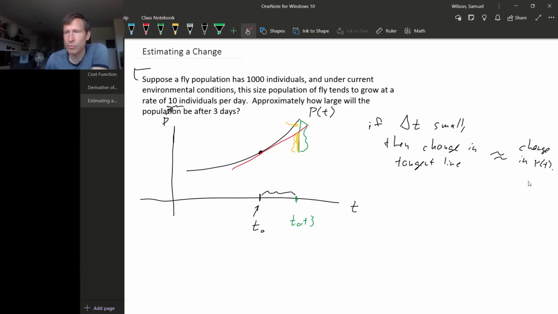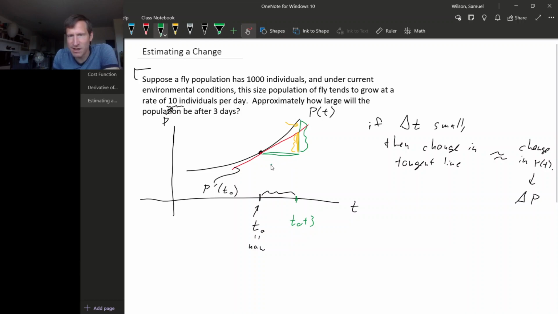Okay, so what is the change in the function? Well, I guess we would call that delta p. And what about the change in the tangent line? Well, we know the slope of the tangent line. It's the derivative of p at t naught, which is now. And the change of the tangent line, that's this yellow line segment here. We know that this change in time is 3.